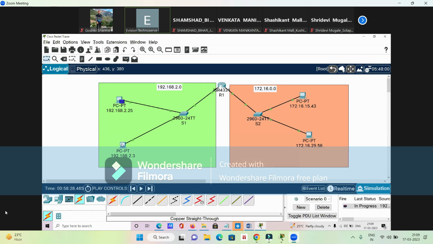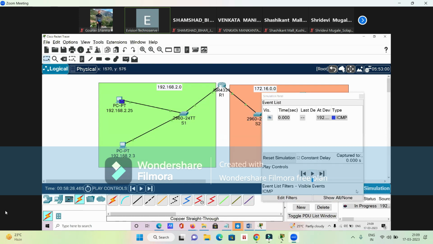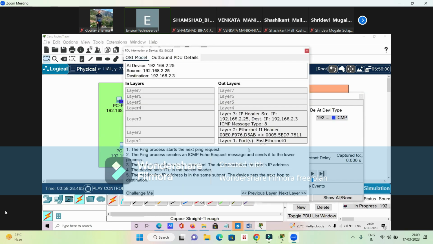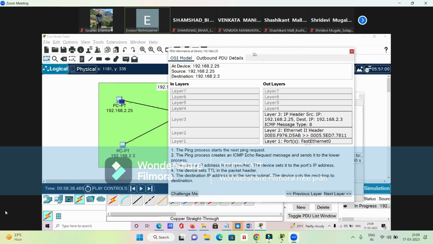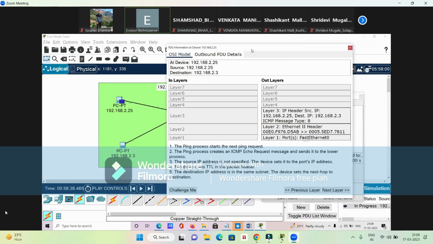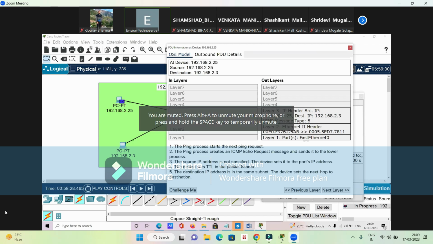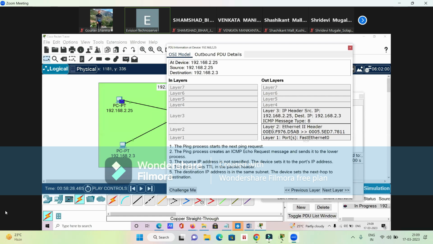2.25 knows very well about the 2.3 network या 2.3 कंप्यूटर. 2.25 को 2.3 कंप्यूटर के बारे में सब कुछ पता है. Now what do I mean by सब कुछ पता है? Whenever you want to send a message, what are the parameters that are required? IP address and MAC address. Am I correct?